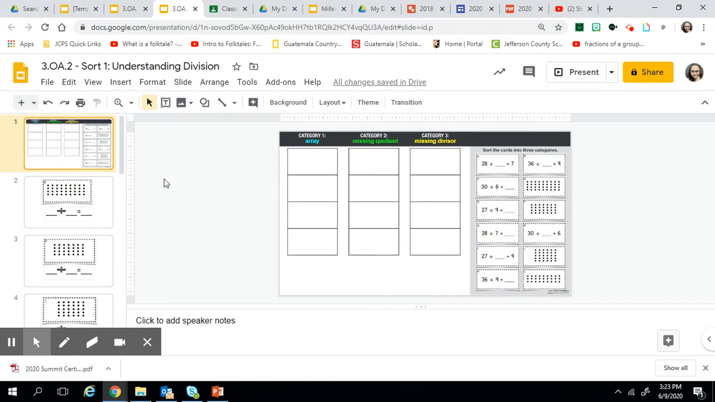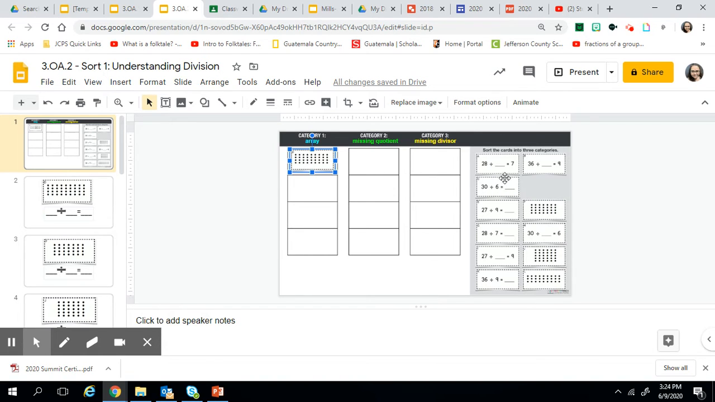So the first slide is just a sort. And what you'll do is you'll look at these cards and you'll put them into one of these three categories. So if the card is showing an array, like this one is, then you would drag it to the array column. If it is missing a quotient, now, a quotient is the answer, so if the answer is blank, basically, then you know that that's where that card will go.